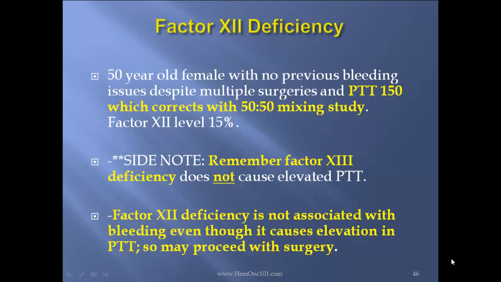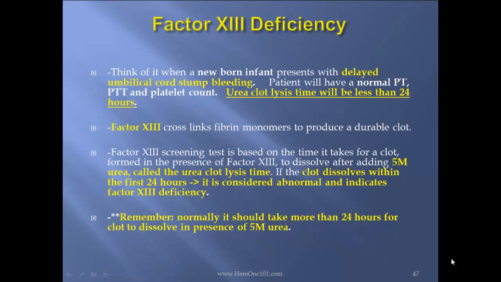Factor 12 deficiency, case report. 50-year-old female with no previous bleeding issues despite multiple surgeries and very elevated PTT, which corrects with 50-50 mixing study. Workup reveals factor 12 of only 15%. Side note, remember, factor 13 deficiency does not cause elevation of PTT. Back to factor 12 deficiency, it's not associated with bleeding, even if it causes elevation of PTT, so may proceed directly to surgery.